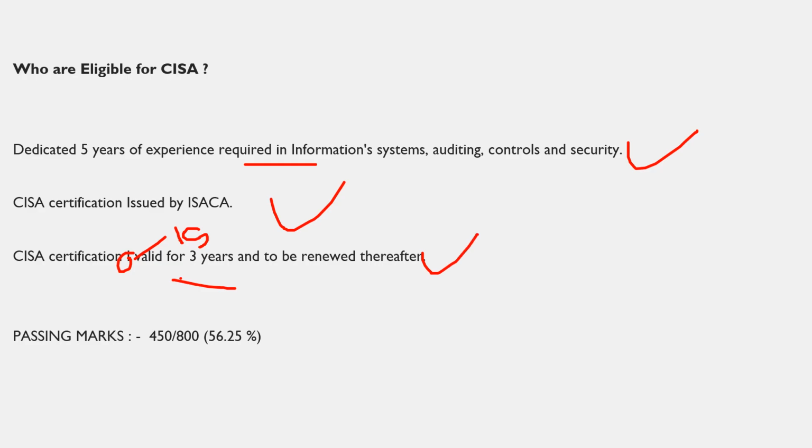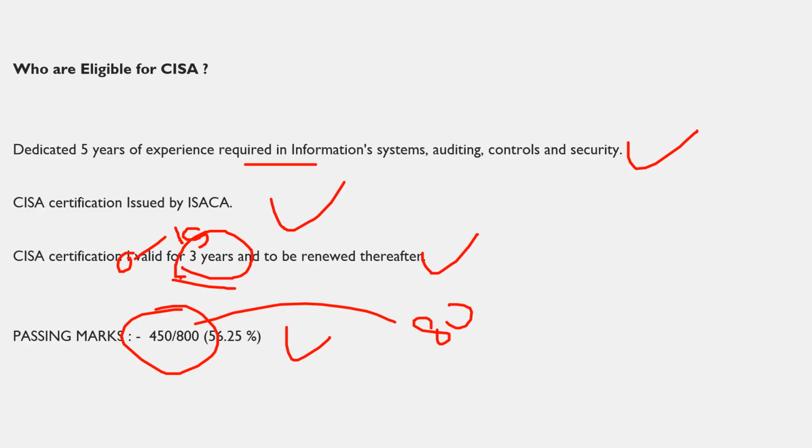That means the ISO lead auditor certification and CISA certification validity is the same. You have to get a passing score of 56.25%, which is 450 out of 800. That means there are a total of 800 marks in CISA, with 150 questions, all multiple objective type, in which you have to get 450 marks out of 800.